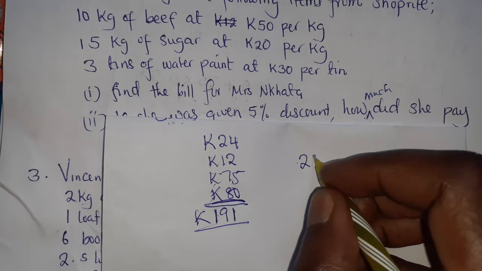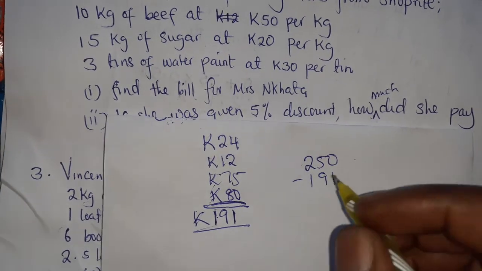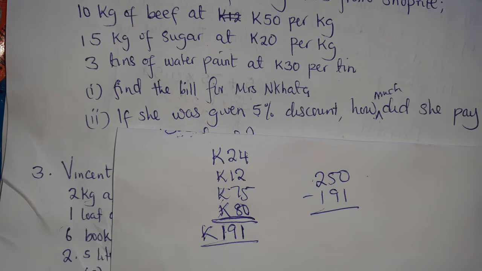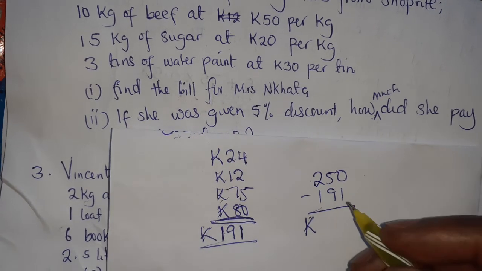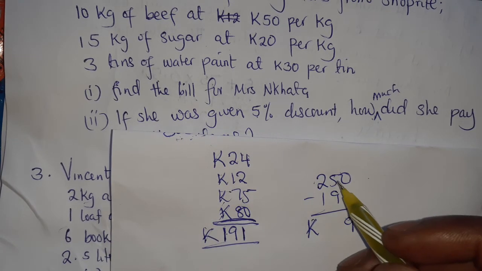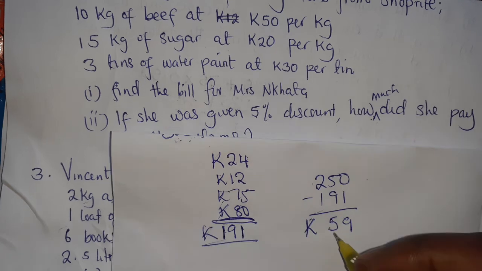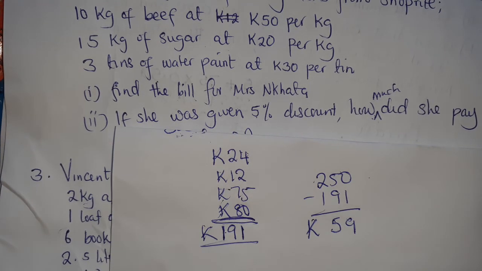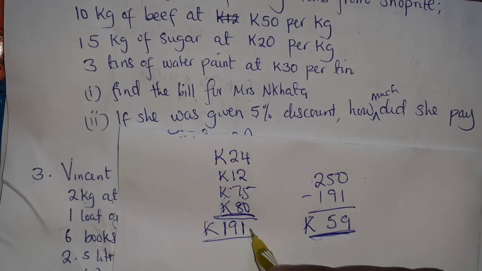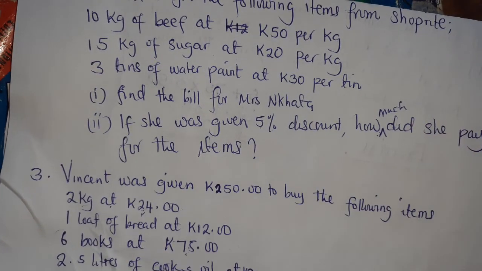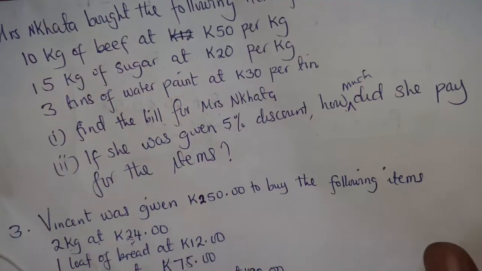Then the change now. So to find the change, you need to subtract 191 from how much he had. How much are we going to get? 250 minus 191. All right. How much are we going to get? This gives us what? 9. Then here we're going to have 5. Okay, so this is going to give us 59. All right. Very simple. So this is the first answer. This is the second one. That is what you are supposed to do.